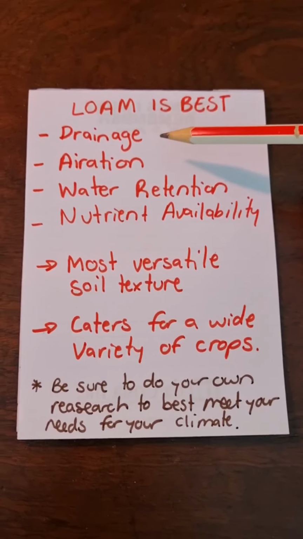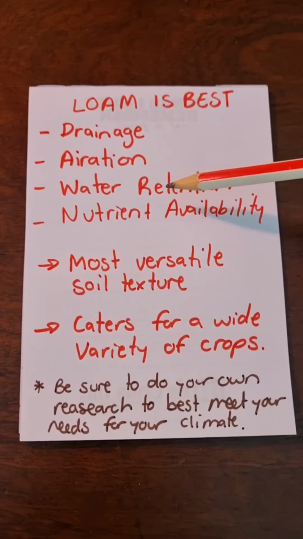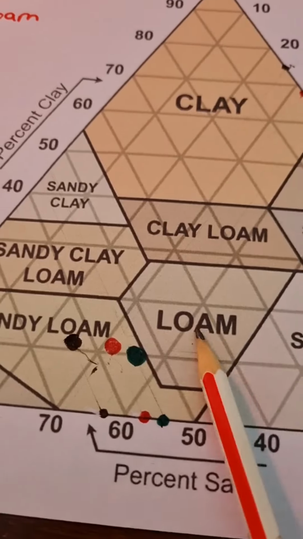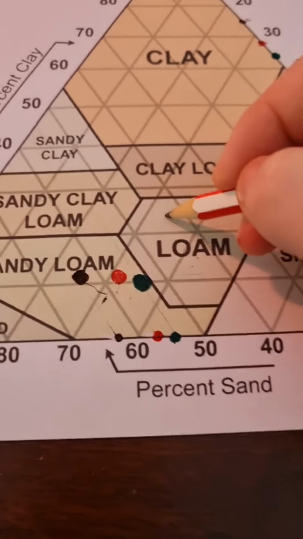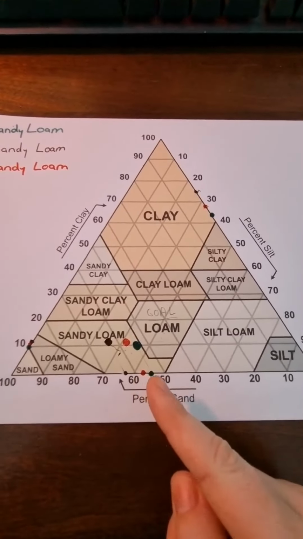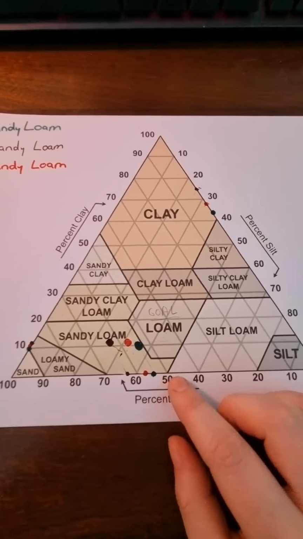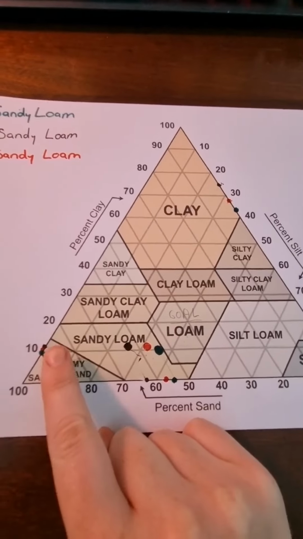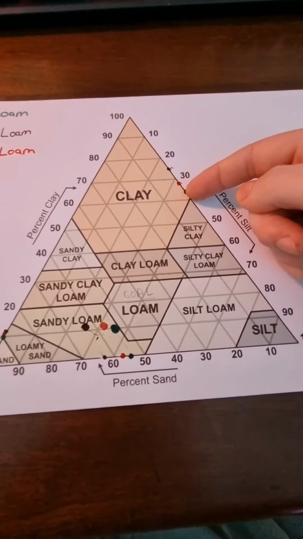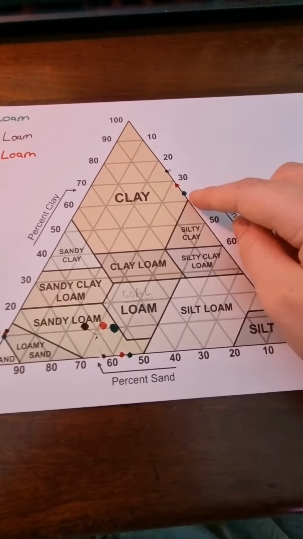For me, loam is my chosen goal soil. It has the best drainage, aeration, water retention, nutrient availability. It's most versatile and it caters for a wide variety of crops. To fix my soil, my goal is to reduce sand to 50% by increasing clay to 20% and silt to 40%. Let's make an action plan in part 3.